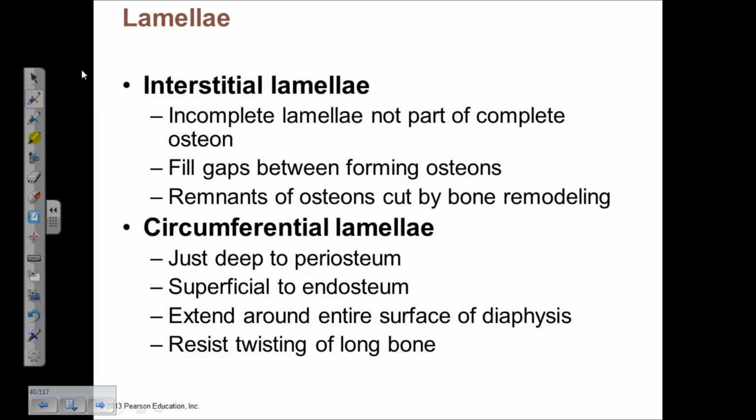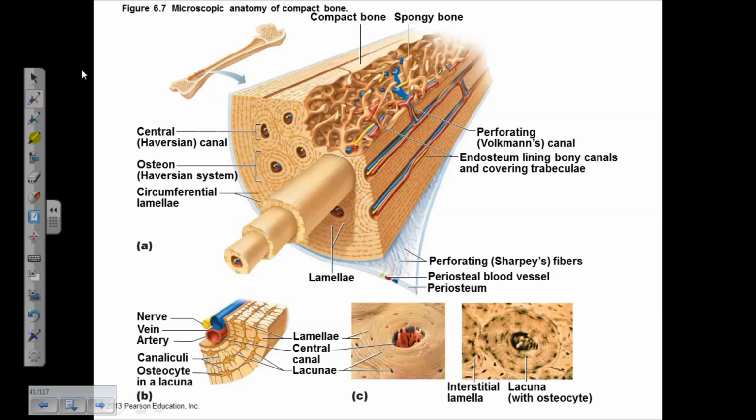And also you can find so-called interstitial lamellae, which are here, like this one or this one. They are either unfinished lamellae or the lamellae leftovers from the recent bone remodeling. We'll take a look at the picture.